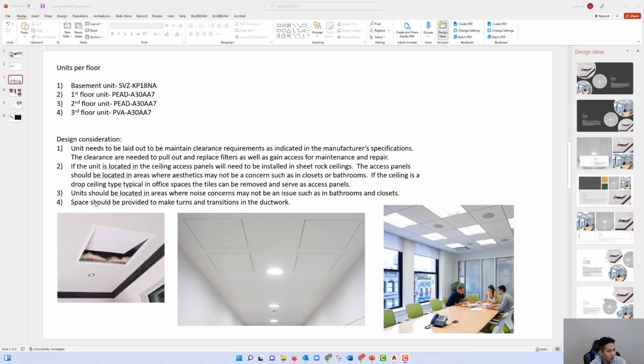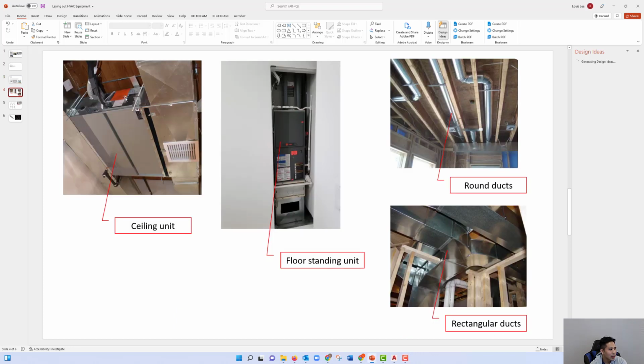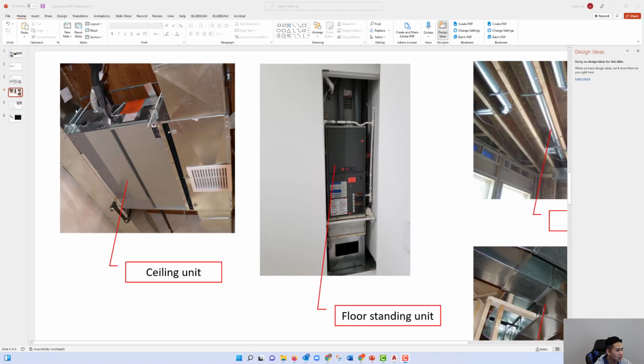Also, you want to put the air handling units in a space where you can easily make a transition in the ductwork. So you need a little bit of space to make that transition. For example, in this case, this is the ceiling concealed unit. As you can tell, it needs some sort of clearance in front for the ductwork and the transitions to the ductwork. So this is the concealed ceiling unit.